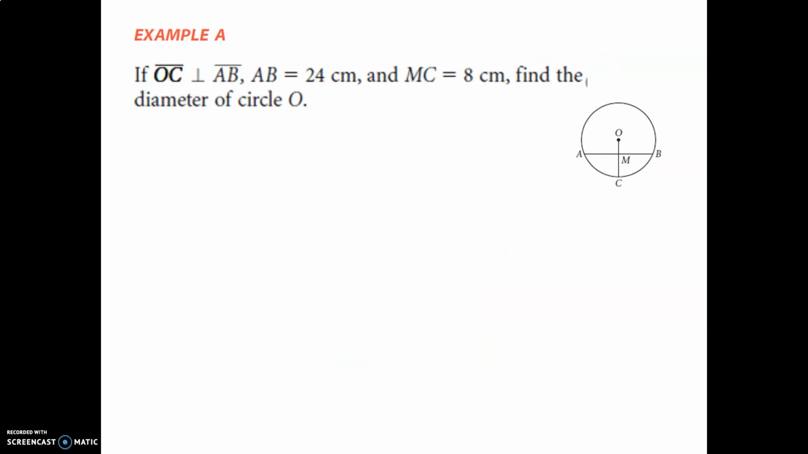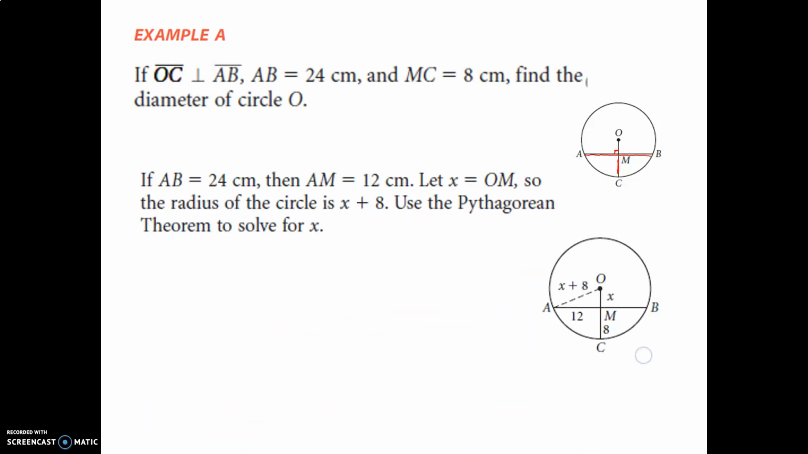So now we're ready for example A. There are 2 examples. If OC is perpendicular to AB, so right in there, there's going to be a perpendicular mark, a 90-degree angle mark. And AB across here is 24, and MC over here is 8. Find the diameter of that circle.